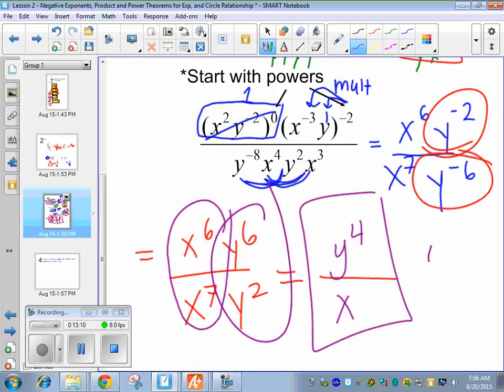Now, your book might have this answer like that, okay? You want to make sure you just make it positive. So if you get to there somehow, just move that x down to the bottom. Okay, and it's the same thing.